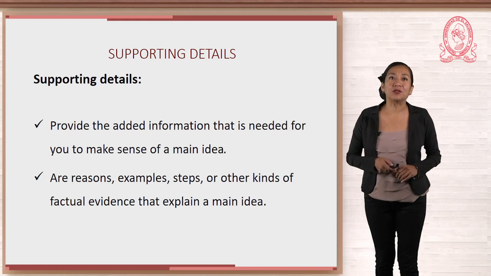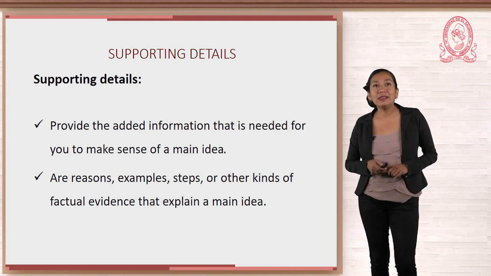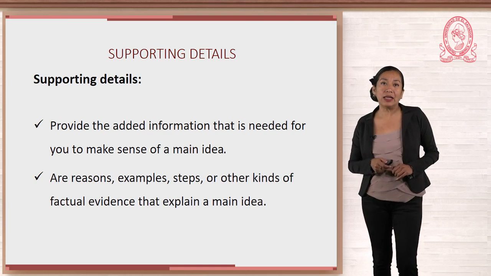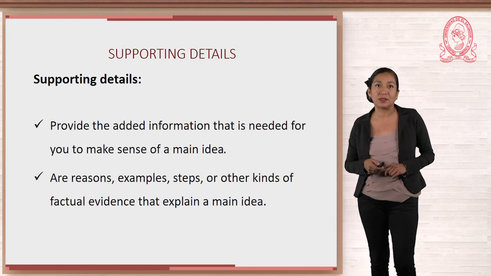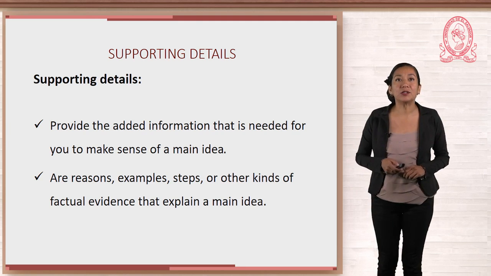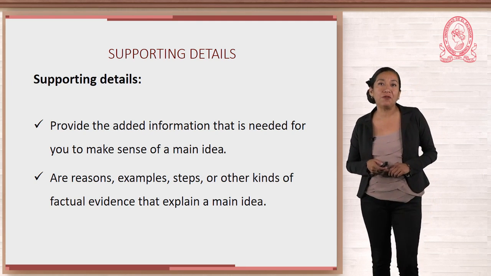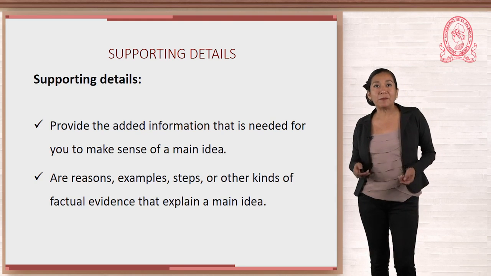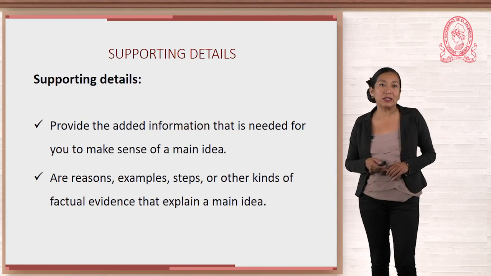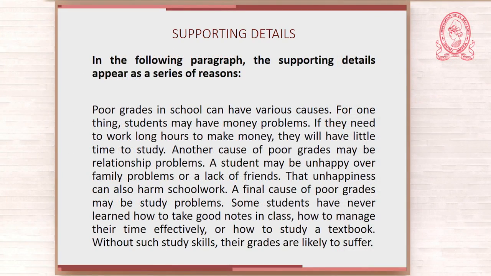In his textbook, Ten Steps to Improving College Reading Skills, Langan states that the most important reading skill is the ability to find the main idea and that a closely related reading skill is the ability to locate supporting details. He mentions that supporting details provide the added information that is needed for you to make sense of a main idea. Supporting details are reasons, examples, steps, or other kinds of factual evidence that explain a main idea. In the following paragraph, the supporting details appear as a series of reasons.